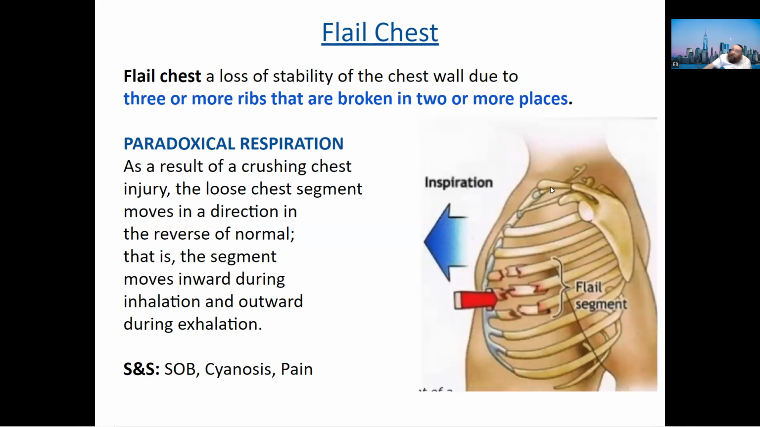The interesting thing is that as the patient is breathing in, or inspiration, the chest wall will be moving out, but the flail segment will be doing the opposite. That is known, and you gotta know this word, paradoxical respiration. That means that the segment is moving in the opposite direction to the rest of the chest, to the rest of the rib cage. And you'll just see that. And it's known as a flail chest.